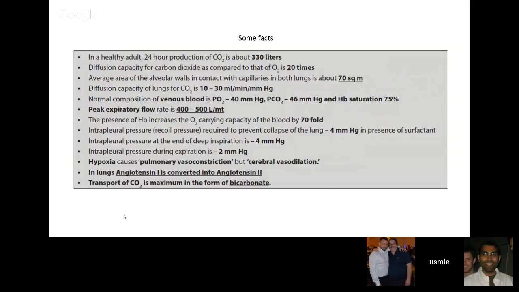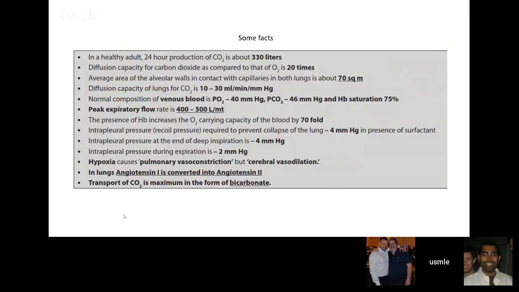The intrapleural pressure during expiration is going to be -2 millimeter of mercury. Hypoxia, what does it mean? It means that pulmonary vasoconstriction is happening, and this is what causes hypoxia. So there's less oxygenation. But if you have pulmonary vasoconstriction, you're going to have cerebral vasodilation. Keep that in mind as well. This has been asked in questions, and I did ask you those types of questions in the past.